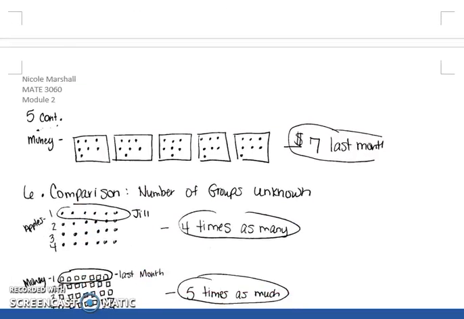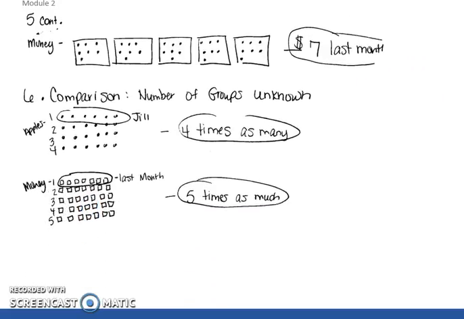This month, Mark saved 5 times as much money as he did last month. If he saved $35 this month, how much did he save last month? So I drew out 35 dots representing the money that he saved, and then I circled them into 5 equal amounts, and that was 7 in each one, so he saved $7 last month.